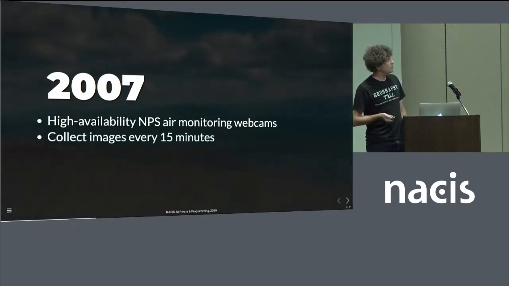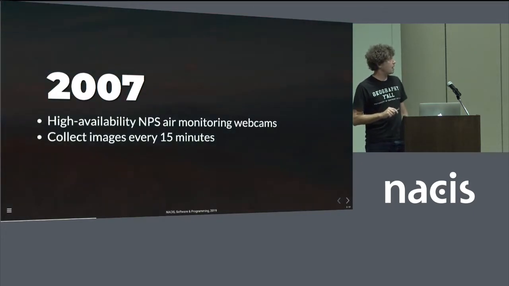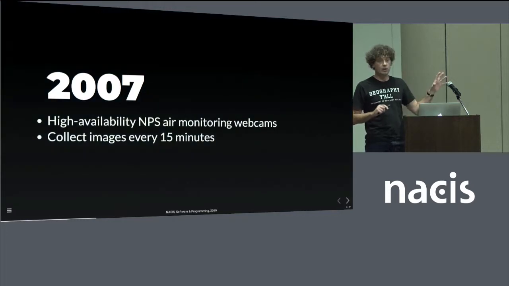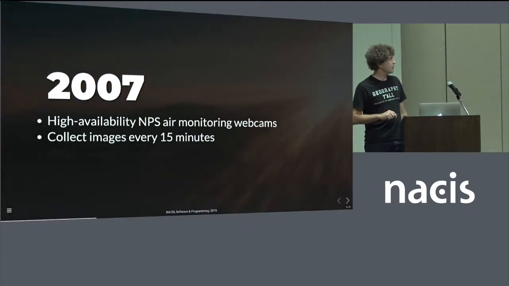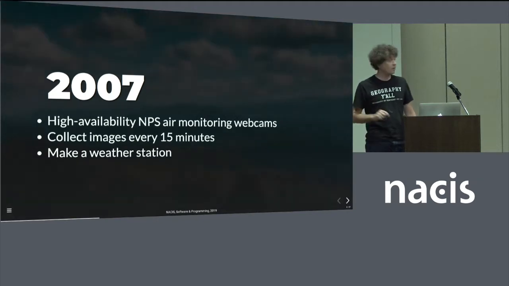And as you know, here in Tacoma, we're not really seeing many sunsets or sunrises because of the weather, but I can go look back home and see my sunsets and sunrises, and that gives me a small amount of comfort. Well, 2007, we had these high availability National Park Service air monitoring webcams, and they're always on, they're mostly always available, and they update about every 5 to 10 minutes, and so I say, well, let's just do every 15 minutes, and then make a weather station. That is, provide it so folks can see it.